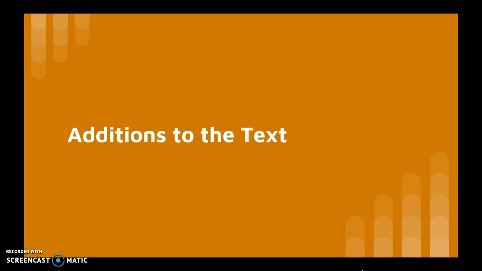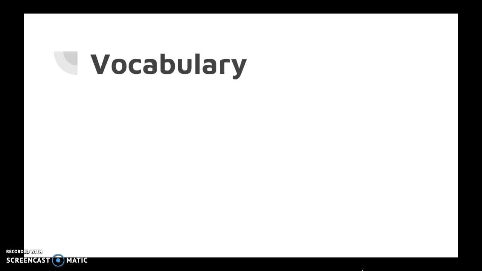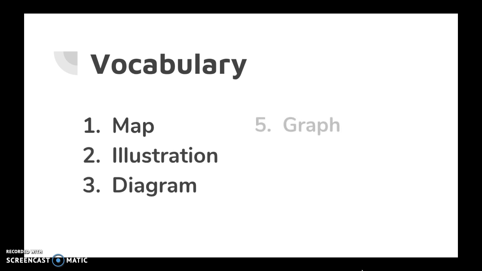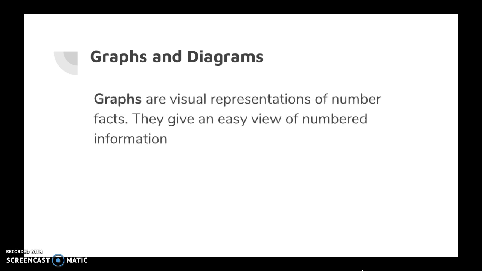Additions to the text are the last section that we are going to focus on today. The vocabulary for this section are maps, illustrations, diagrams, graphs, and photographs. Graphs and diagrams are two different pictorial representations of what information can be. Graphs are visual representations of number facts. They give an easy view of numbered information.